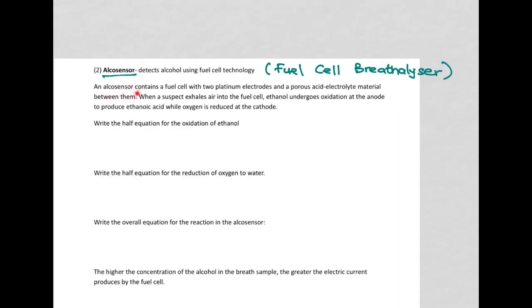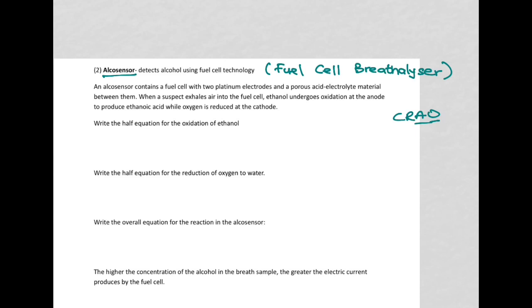Now, the alcosensor contains a fuel cell with 2 platinum electrodes. So you have an anode and a cathode, and you have a porous acid electrolyte material between the two. Now, when the suspect exhales into the fuel cell, if there is any ethanol in the blood, if he has consumed any alcohol, the ethanol is going to undergo oxidation at the anode. Remember the OIL RIG and CAT rule, so oxidation at the anode, and this is going to produce ethanoic acid, while oxygen is reduced at the cathode.